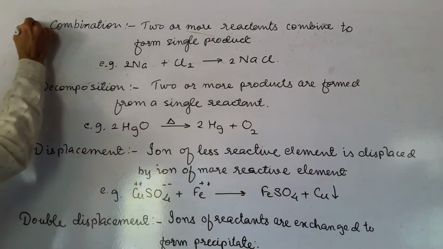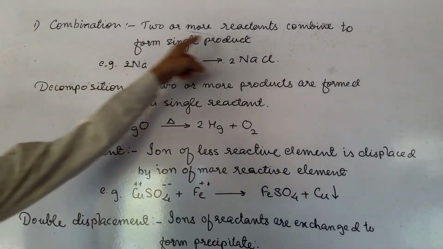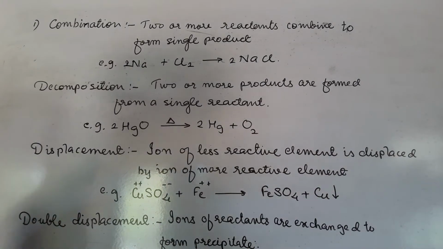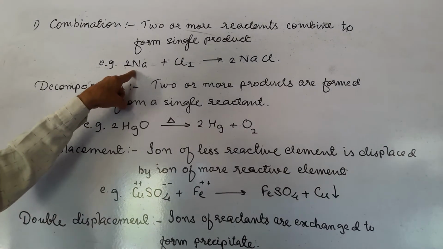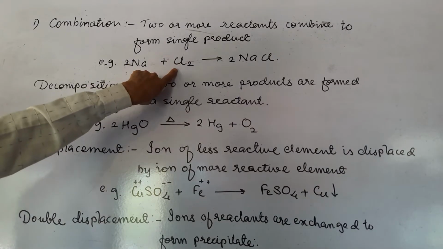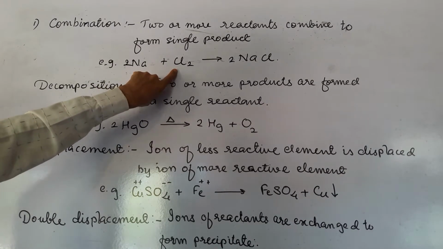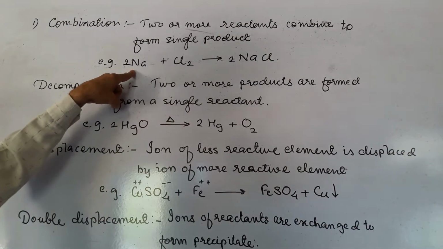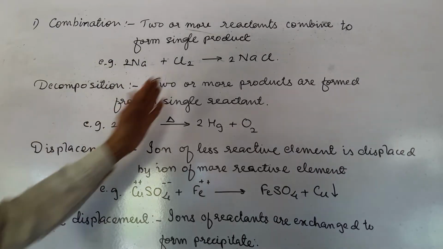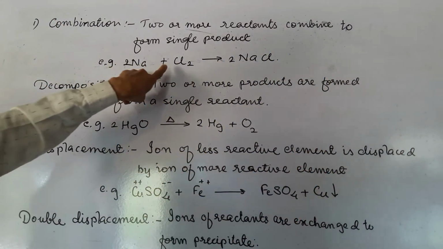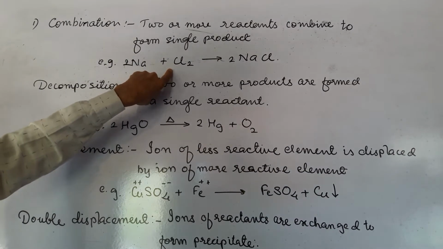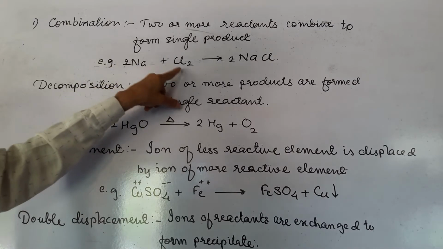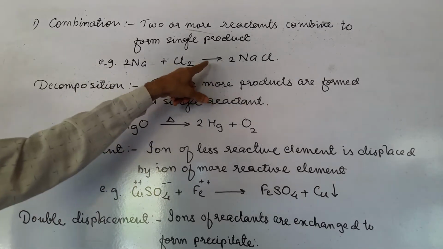A combination reaction is a reaction in which two or more reactants combine to form a single product. One of my examples is sodium and chlorine. Here two reactants give one product, and that's why it is called a combination reaction. We write reactants on one side and the product on the other side. If more substances are there, we write a plus sign, and between reactant and product we show an arrow.